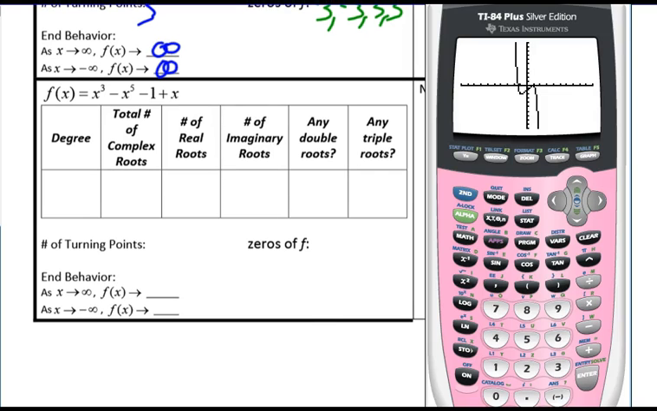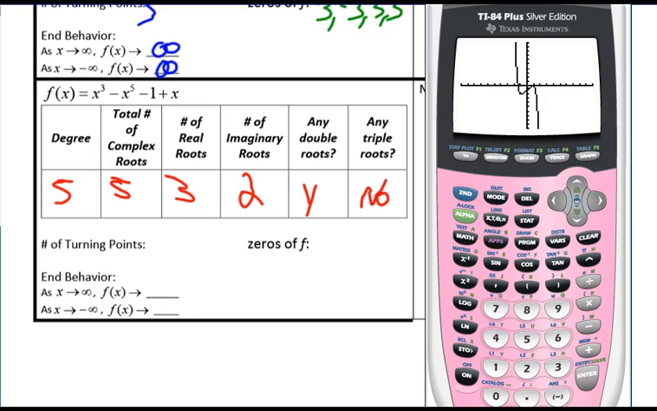Okay, so what's the degree of this? 5. Please be careful. Notice I did not put this in standard form. It's the highest degree. Right? So how many complex roots should there be? 5. How many real? 3. This one's a double, so 1, 2, 3 real. Which means that if I only see 3 real, what do the other 2 have to be? Imaginary, because the real plus the imaginary have to add up to the total complex. Okay, and how many double roots do I have? 1 double. So yes, there's a double. Is there a triple? No.